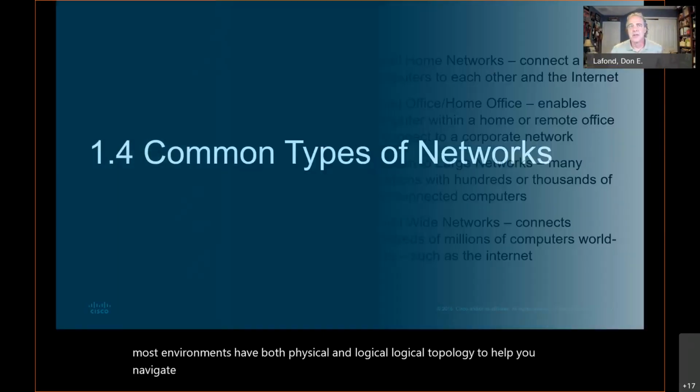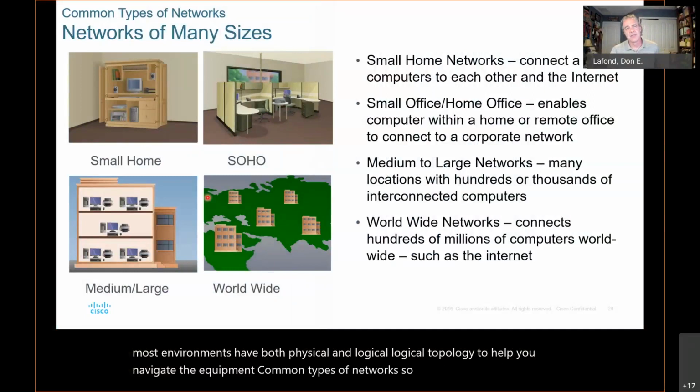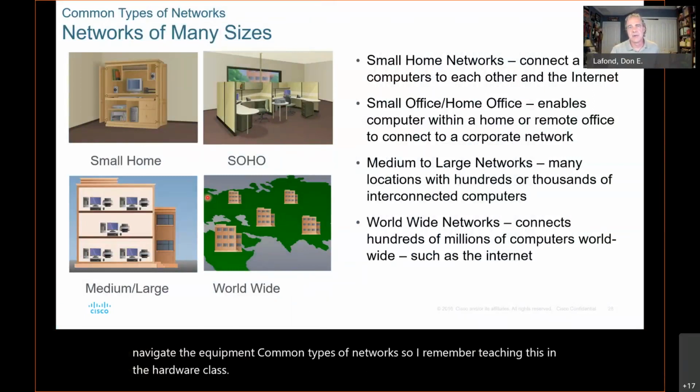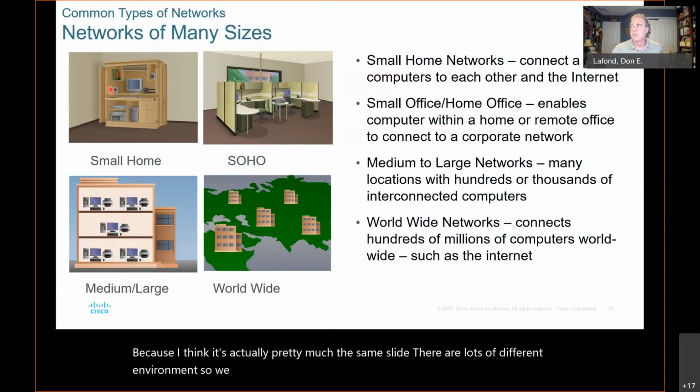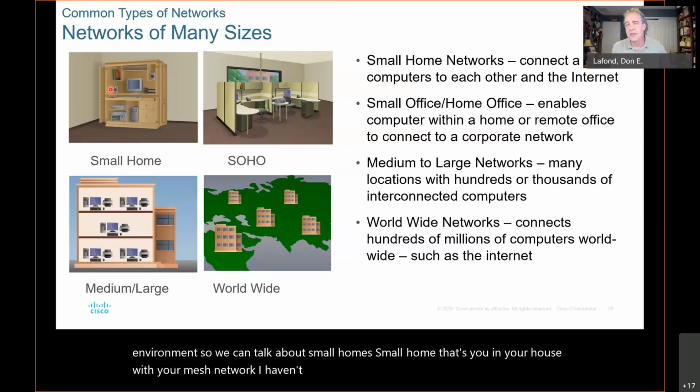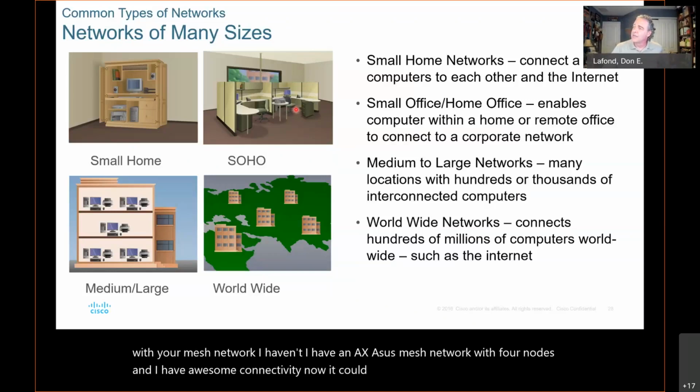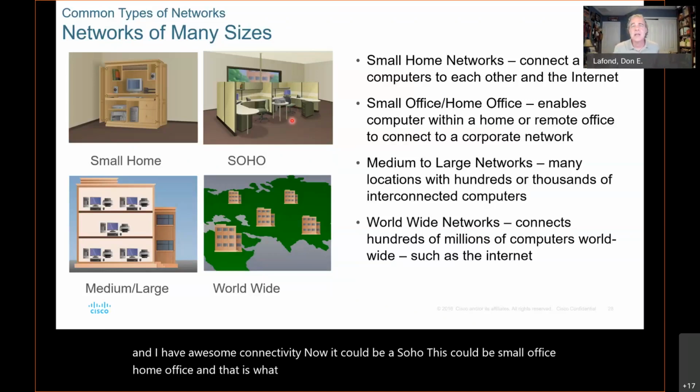Common types of networks. I remember teaching this in the hardware class because it's pretty much the same slide. There are lots of different environments. So we can talk about a small home, that's you in your house with your mesh network. I have an ASUS AX mesh network with 4 nodes, and I have awesome connectivity now. It could be a SOHO, a small office, home office, and that is what this course is built upon. Maybe one router, one switch, or a couple of switches, and maybe a dozen or fewer computers.